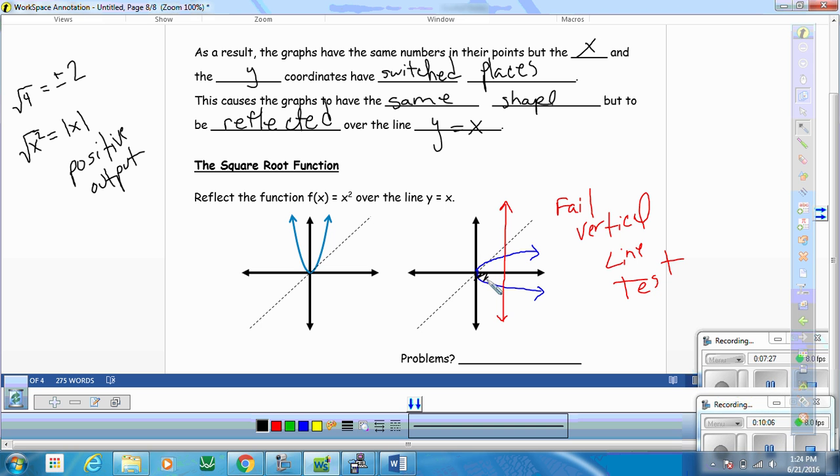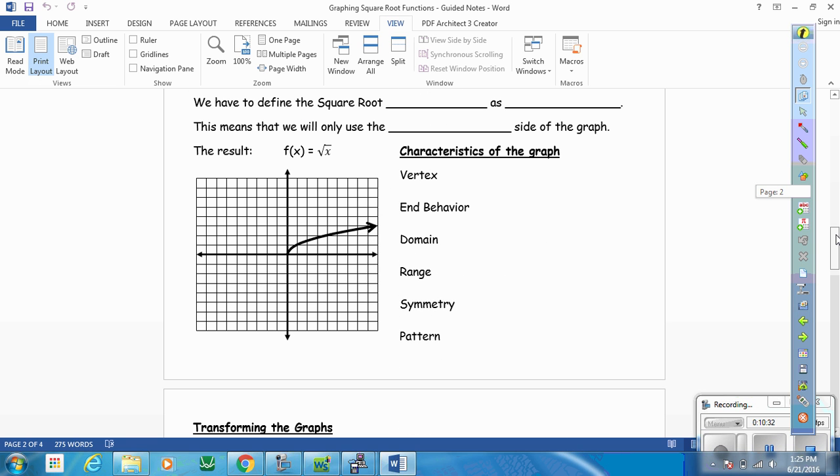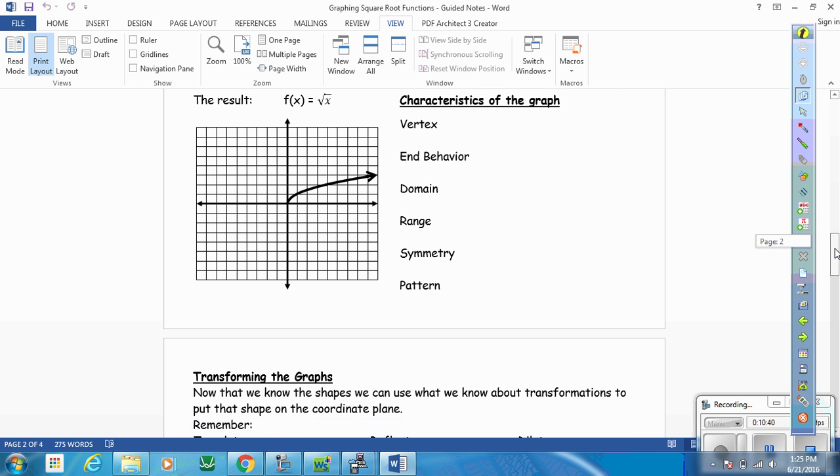And if we ignore the negative one, it gets rid of this half of the graph. And if we get rid of that half of the graph, then all of a sudden we are passing the vertical line test, and it is a function. So we have to define the square root as the absolute value, or the positive output. We're only going to use the top side of the graph. So that gives us this as our parent graph.